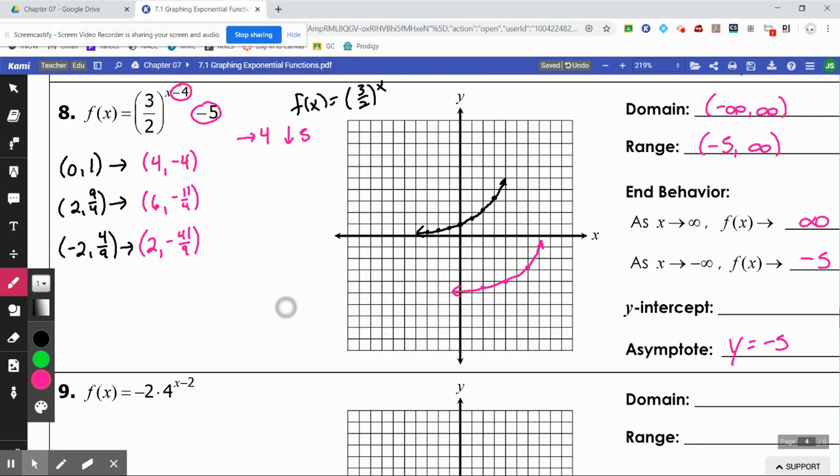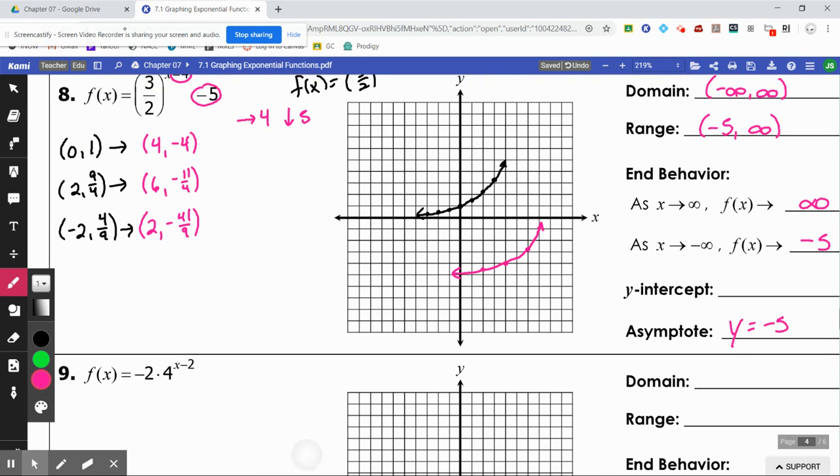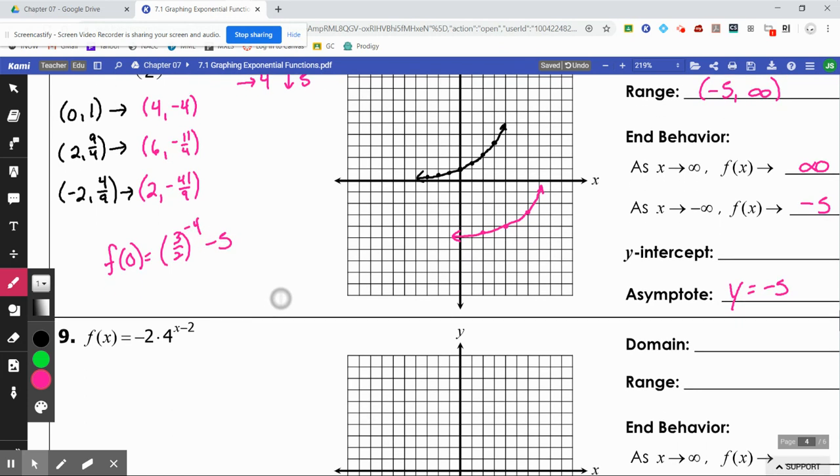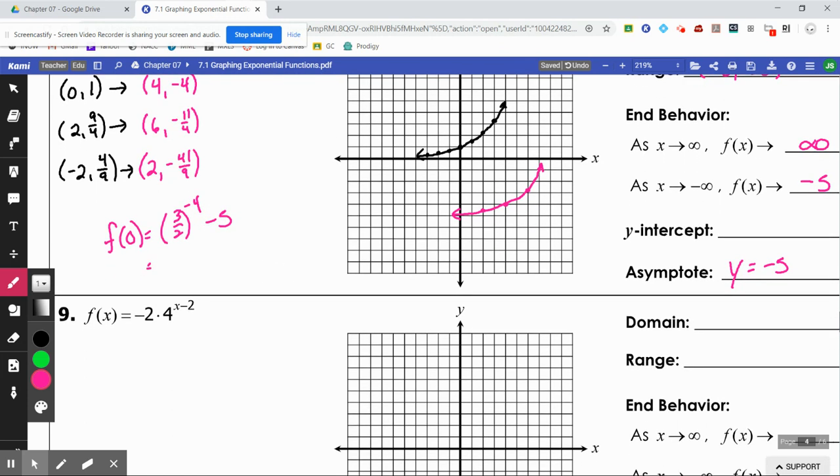So what we're going to do, we're going to take your graph, and we're going to find f of 0. We're plugging in 0 for x. That's how you find your y-intercept. That's going to be 3/2 to the 0 minus 4, which is -4 power, minus 5. When you clean it up, a fraction raised to a negative, we'll flip it. That'd be 2/3 to the 4th minus 5.